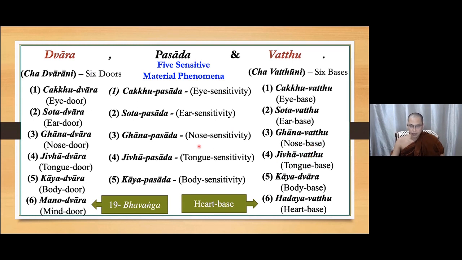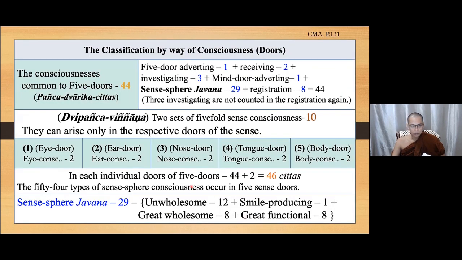So in these slides, we just need to know the six doors and six bases, and the first five share the five sensitive materialities as their essence. And the last one is different. Mano Dwara refers to the 19 Bhavangas, and Hadaya Vatthu is one of the 28 materialities. Then let's continue to study specifically the classification.